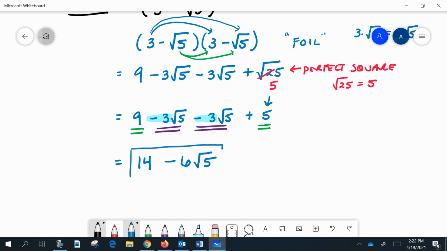All right, so that's just a few examples that we did in class just to get you started on how to multiply radicals. All right, I hope this helps.